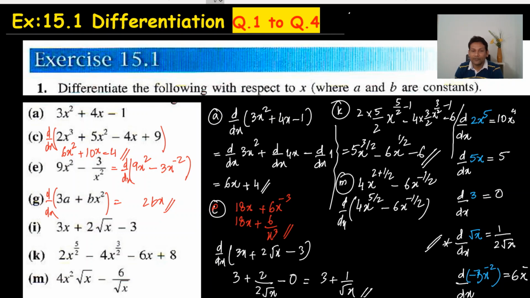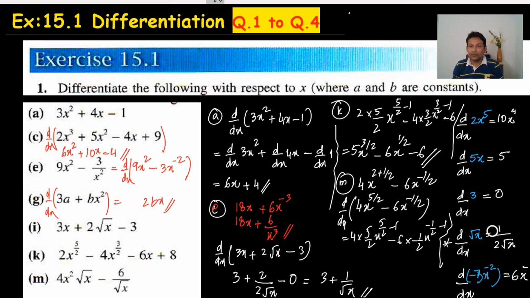When you apply the differentiation, this will become 4 multiplied by 5 upon 2 and x power 5 upon 2 minus 1. Simple differentiation you have to apply. 6 multiplied by minus 1 upon 2 and x power is minus 1 upon 2 and minus 1. Don't think we have to use this formula here, because this is not positive 1 upon 2. This is minus 1 upon 2. Okay. Now I am going to simplify this.